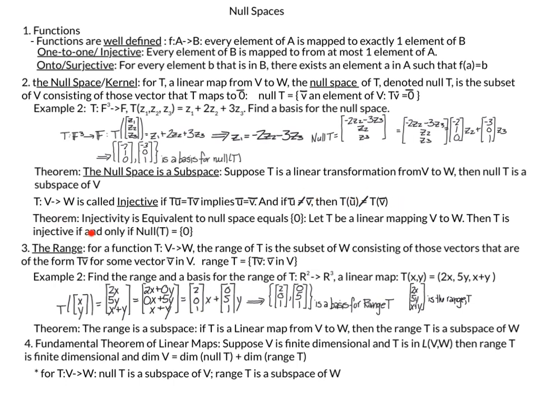Which brings us to this other important theorem that gives us an indication of why the null space is so important, and that is injectivity is equivalent to the null space equaling 0. So let T be a linear map from V to W, then T is injective if and only if the null of T is equal to 0. And remember, once you're injective or one-to-one, you're halfway to being a homomorphism. The other half is the onto, surjective.